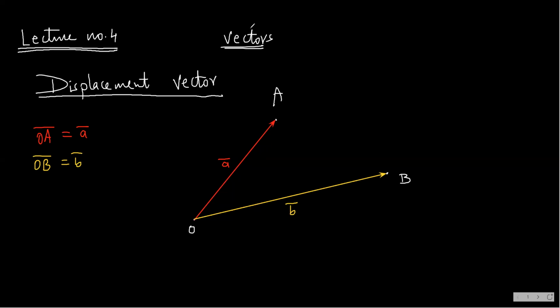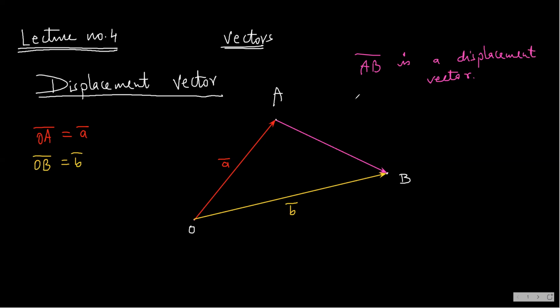Now, these 2 points A and B are in space. Now I move from point A to point B. I have a displacement from point A to point B. So what is AB bar? AB bar is a displacement vector. It is known as displacement vector.